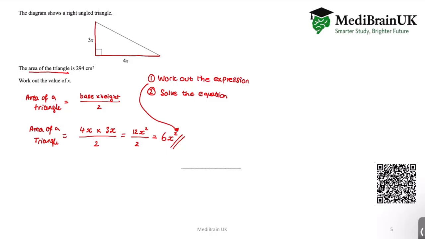Now we're actually given a numerical figure for the area of the triangle. So the area of the triangle is theoretically denoted by 6x squared, but we're given a numerical value, which is 294 centimeters squared. This is one way of representing the area of the triangle, but there is another way, which is 294 centimeters squared, which means both of these must be equal to each other. So we have that 6x squared must be equal to 294 centimeters squared. And then we need to work out the value of x.